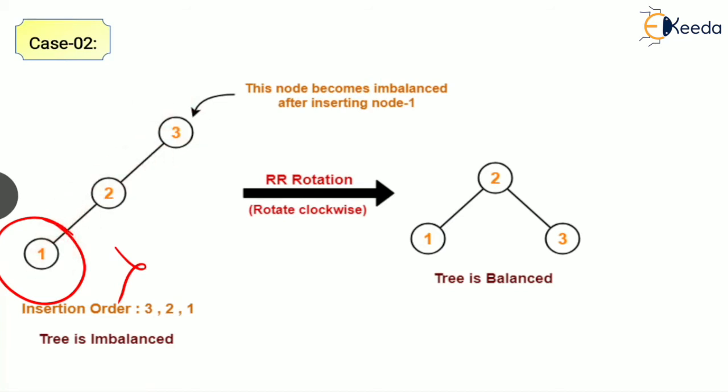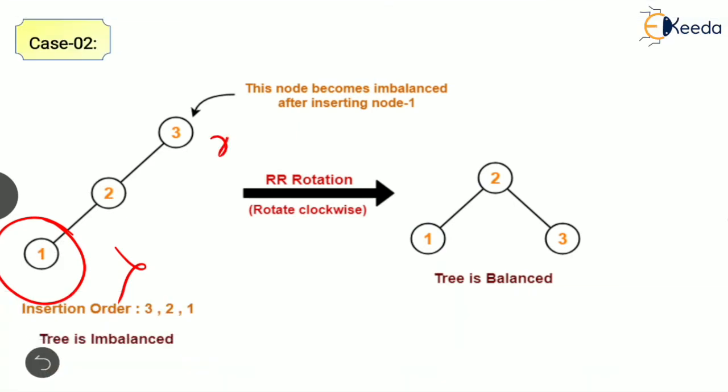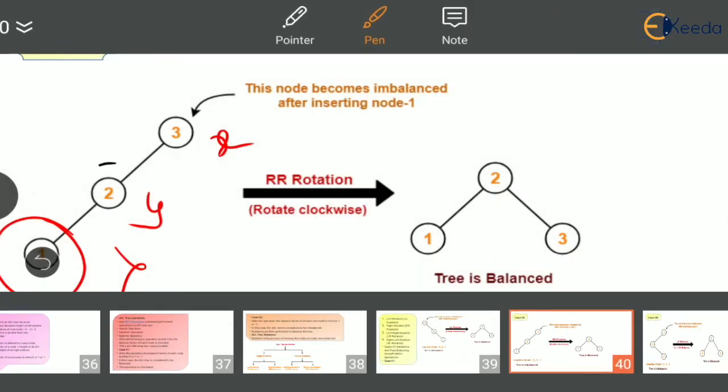After inserting 1, the balance factor is not adjusted within the three values of minus 1, 1 and 0. So to make it balanced, the imbalance factor here is 3. So we make this 3 as x, and the nearest node which has the balance factor is y, that is 2. So make this 2 a parent of these two children.